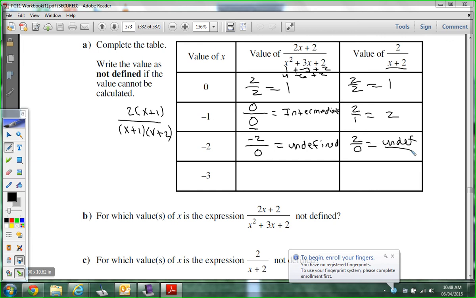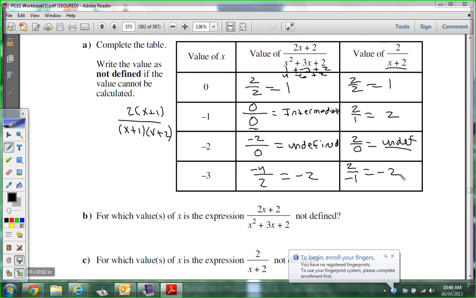Okay, so negative 3 is not a problem. Negative 3 ends up being negative 6 plus 2, which is negative 4 over 2, which is negative 2. And then I get 2 over negative 1, which is negative 2. So 0 and negative 3 are good. Negative 1 and negative 2 have some issues.